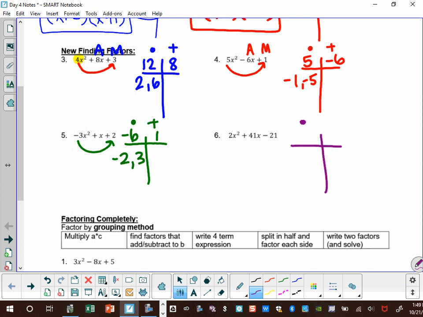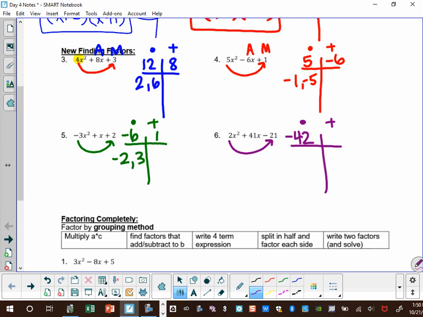2 times -21, which is? 42. You guys type this in? Alright, -21 times 2, we get -42. And if we're adding, I need to get what? 41. You see that? Okay, because if you mix those numbers up, your answer's going to be wrong.